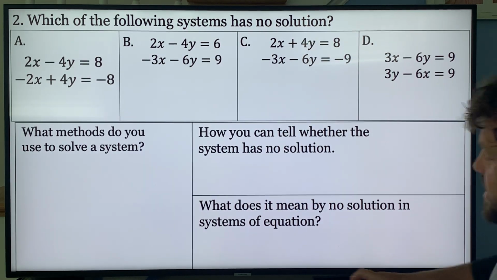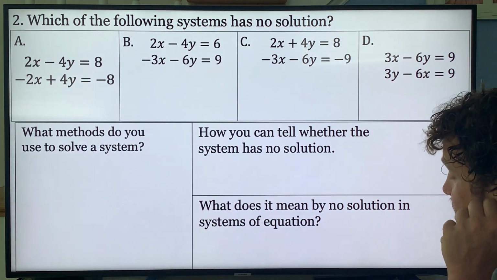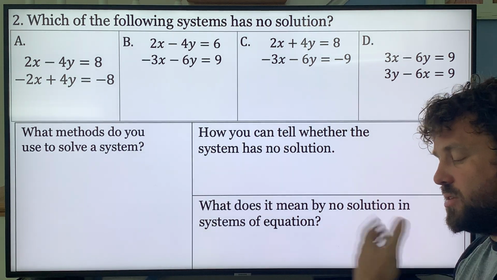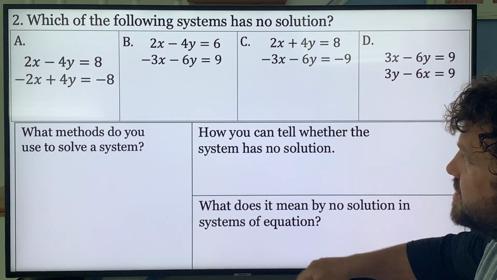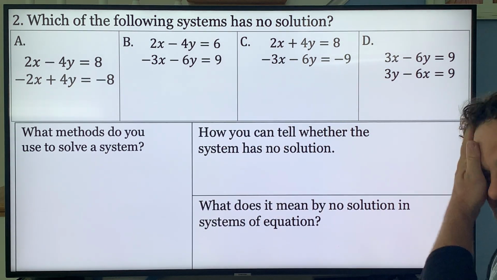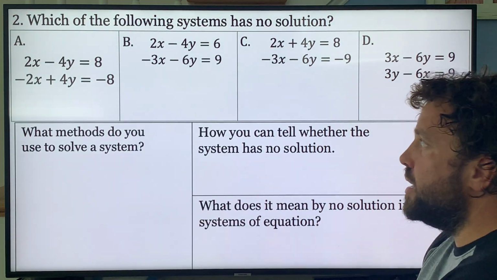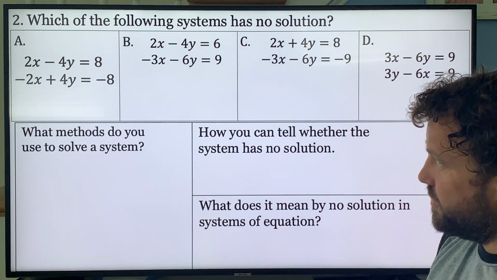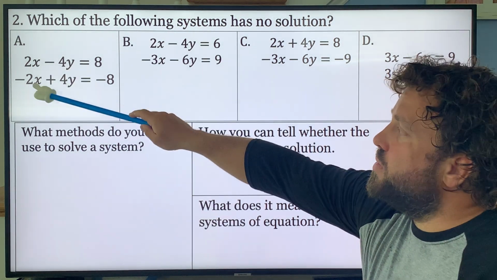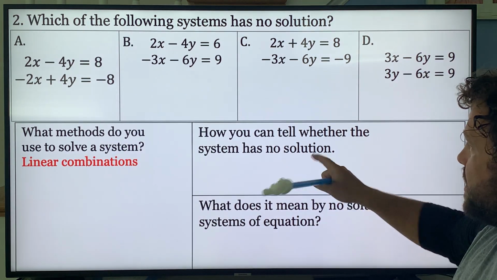All right, number 2, which systems have no solution? No solution means, as we just said before, when the x's and y's cancel out, they do not equal. So let's look at the stuff right here. In this case, you can use something called linear combinations, where you would add the two systems together, all right? And you can solve for your x, you can solve for your y. Now, if you added these together, 2x minus 2x, so we're going to use linear combinations, okay?